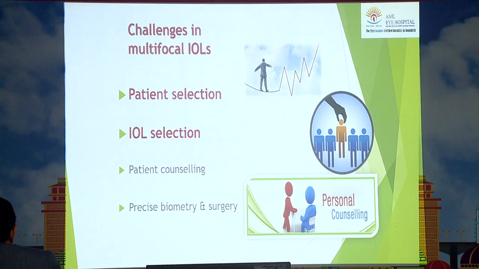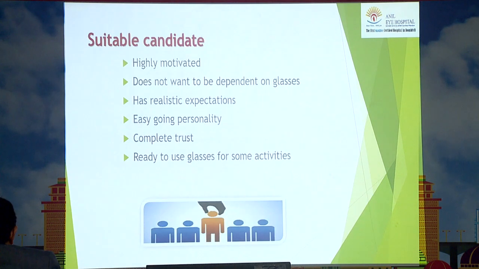Most importantly in these patients is what patient you select, what lens you select. Yes, we also need to do good patient counseling, and precise biometry and surgery goes without saying. A suitable candidate would be one who is highly motivated, comes to you saying, what can you do for me, doctor, because I don't want to use glasses. It's not that you're forcing on him that yes, we have this option, please take this option, that you will not need glasses. This is not the way, because the moment you say that, you're increasing the expectation so high that even if he has a 0.5 number and your optometrist says, yes, you have 0.75, he'll come back to you saying, I was told that I will not use glasses.